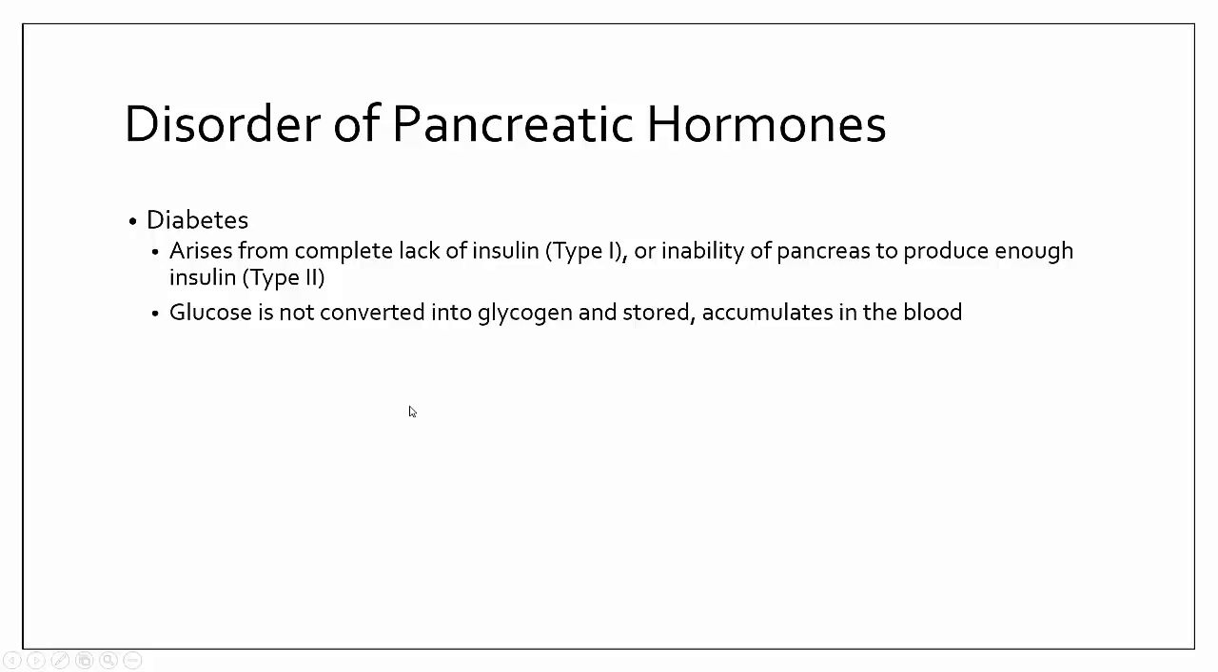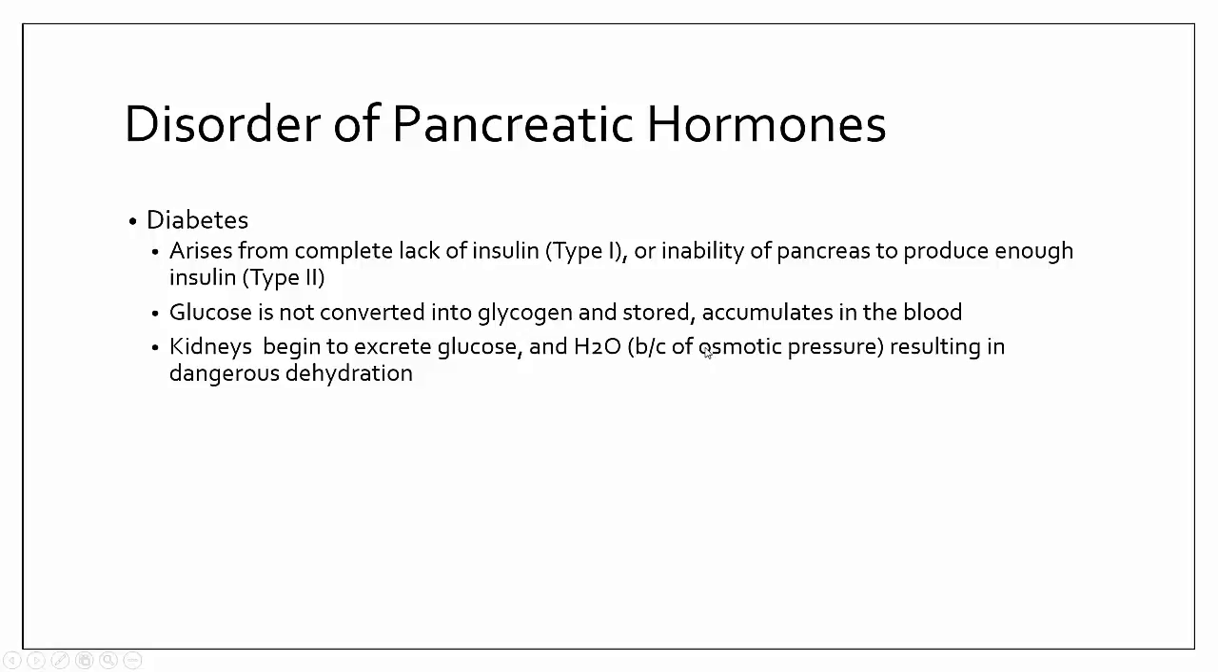So if you don't have insulin, then you're not converting your glucose into glycogen and you're not storing it, and it accumulates in the blood. The kidneys start to excrete it. That's one of the first signs of diabetes. Because they're excreting glucose, they're losing a lot of water, okay? So that's just osmotic pressure. Water follows solute. Kidneys are getting rid of glucose. The water is going with it, getting rid of H2O as well. And that results in really dangerous dehydration.